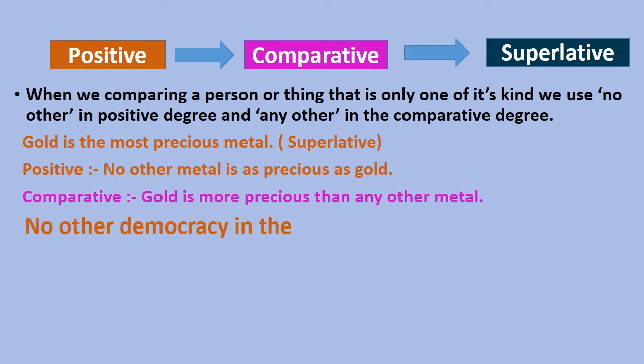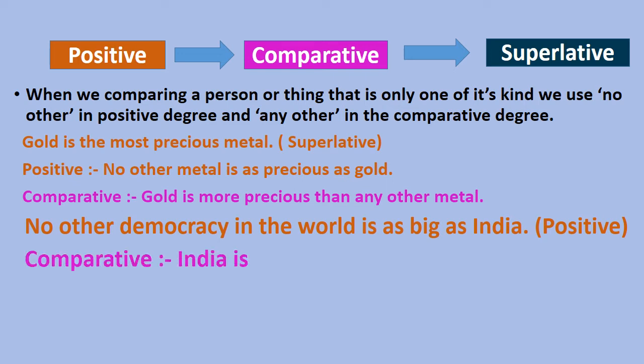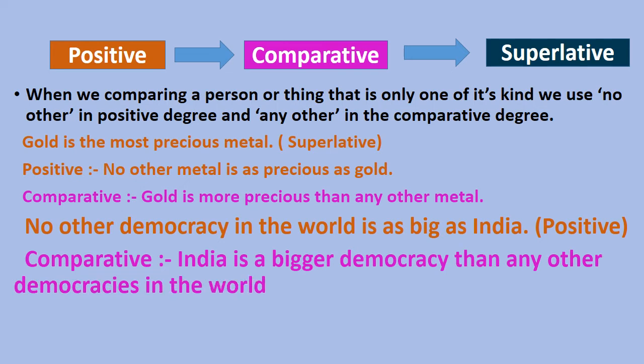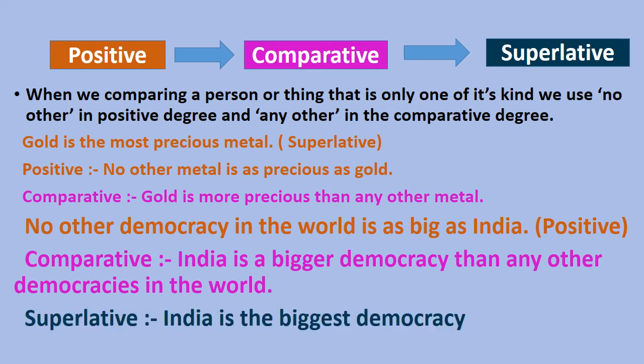No other democracy in the world is as big as India. This sentence is in a positive degree. We change it to comparative degree as: India is a bigger democracy than any other democracy in the world. And the superlative will be: India is the biggest democracy in the world.